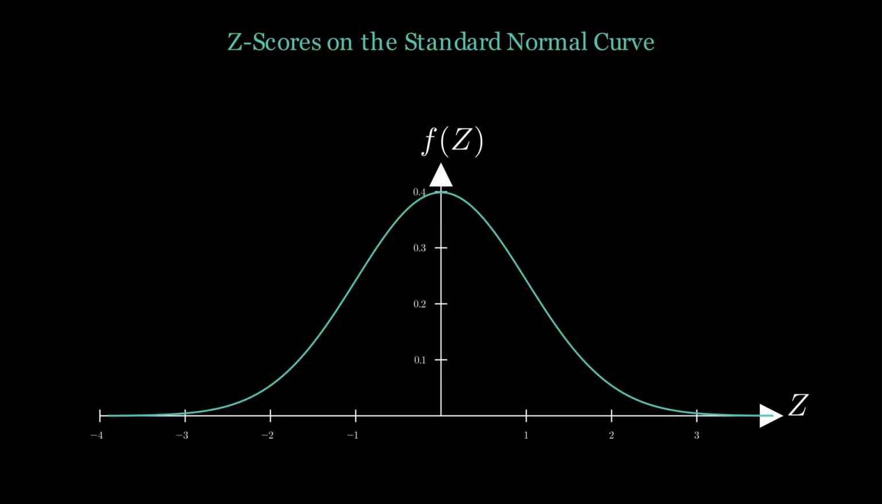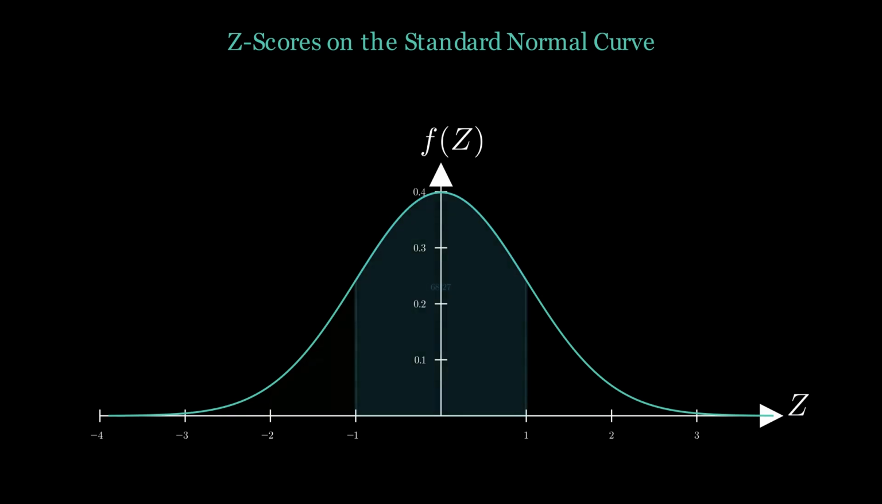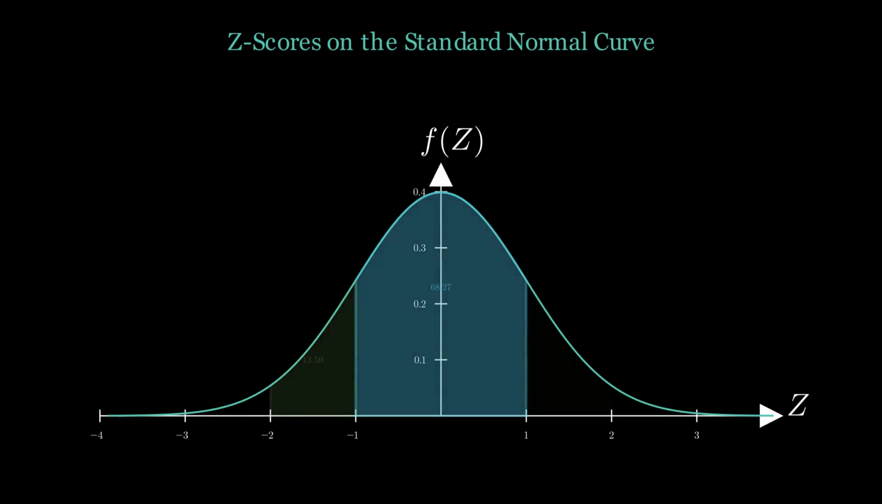Let's visualize Z-scores on the standard normal curve. That's the normal distribution with mean 0 and sigma 1. The horizontal axis is the Z-score. The blue central region, between Z equals -1 and +1, contains 68.27% of all observations. The green regions between 1 and 2 standard deviations on each side each hold 13.59%, totaling 27.18%.